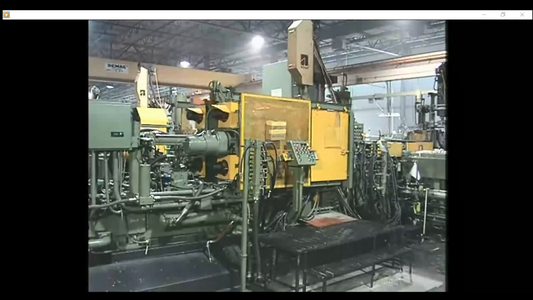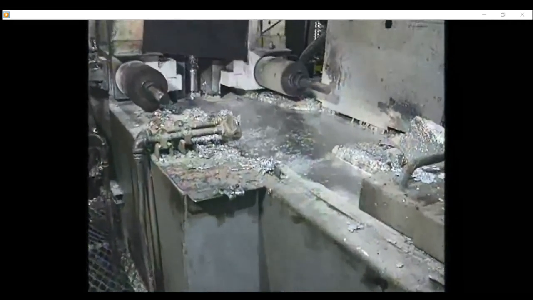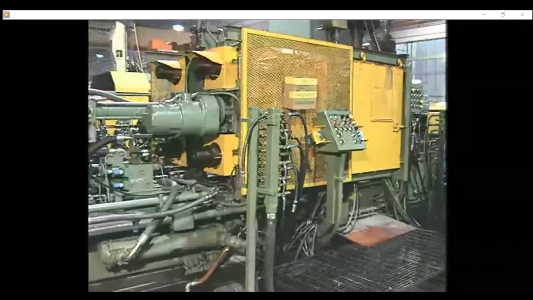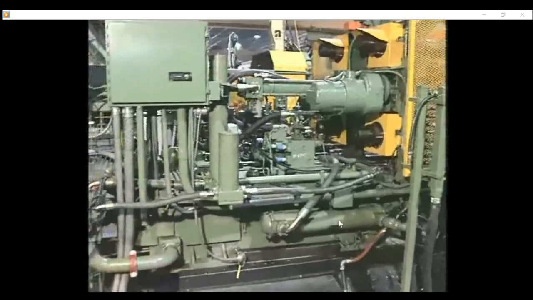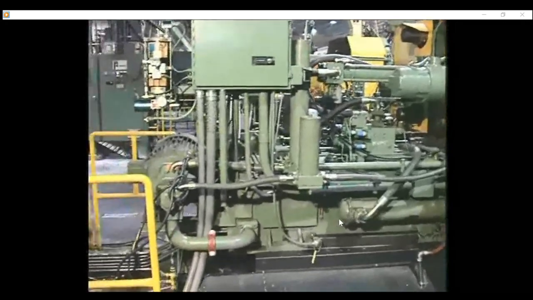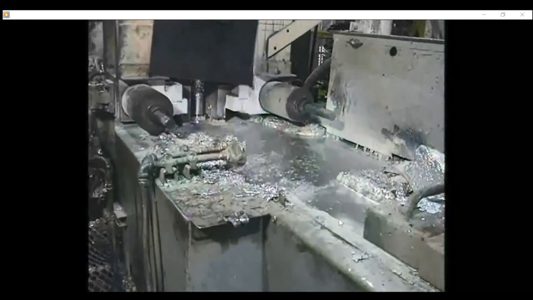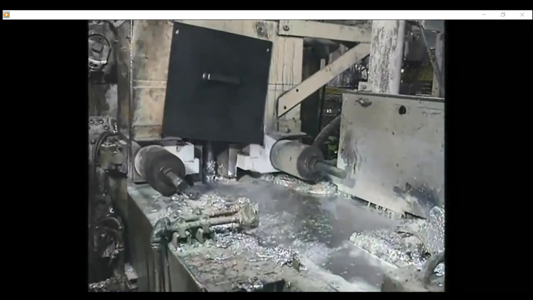This is a company, this is a machine. This is a hot chamber machine. It's a big machine, as you can see. It is costly, so somehow the capital cost here is expensive compared with sand mold casting. This is a plunger.